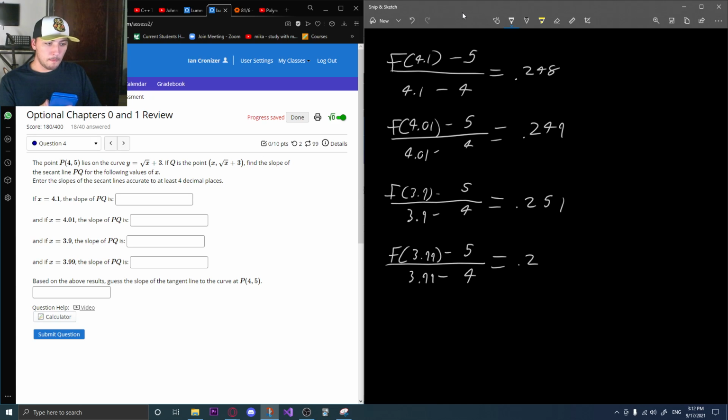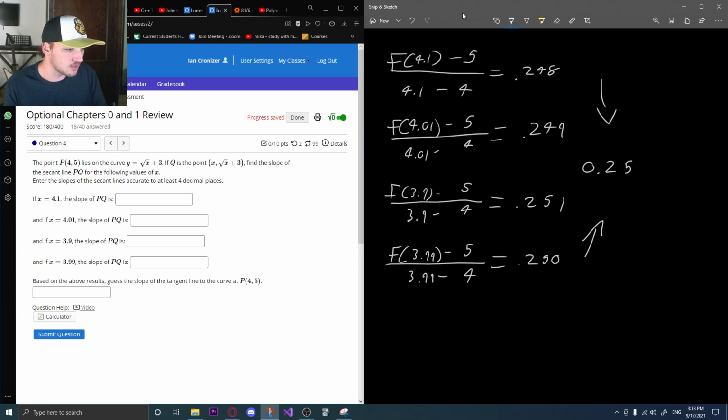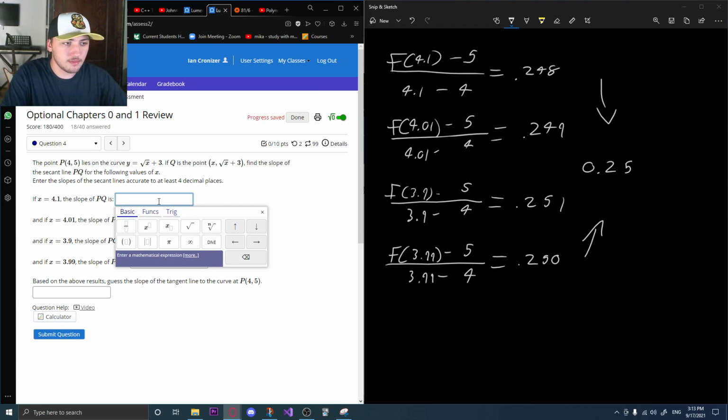Point 250. So from the right side it's approaching a number, from the left side it's approaching a number. That number is 0.25. See how it's coming up from here? 48, 49. See how it's coming down? 251, 250. There's more numbers after it on this one. It doesn't end with 0. It goes on, but it's getting closer and closer to 0.25. So let's put all that in and still get it wrong.